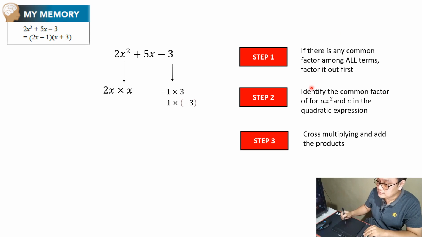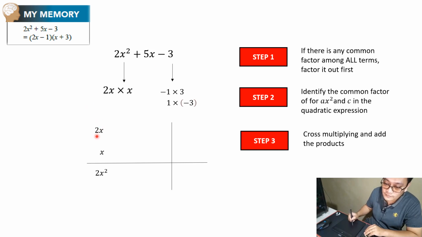Okay, for step 3, you cross multiply and add the products. How? First, you draw two straight lines like this. Then on the first column, I write down the factors for 2x squared. In this case, 2x times x, because the product is 2x squared. And then in the second column, I write down the factors for negative 3, which is negative 1 and 3. Okay, let's see why I choose this combination, not this combination.